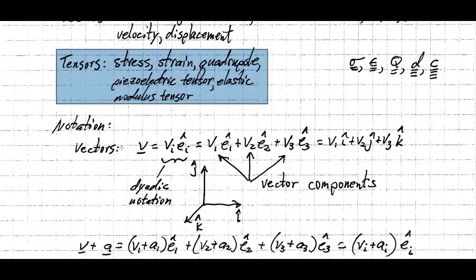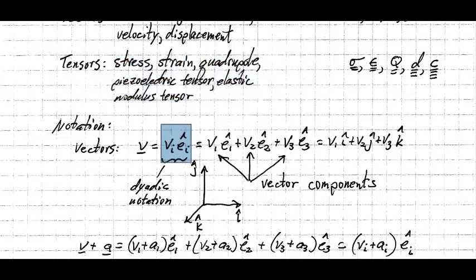So the notation, using indicial notation, or first off what I call or what is known as dyadic notation, this describes the magnitude of this vector v. So let's just call this velocity. So this is the magnitude of the velocity in a particular direction. So this e hat is my unit normal.